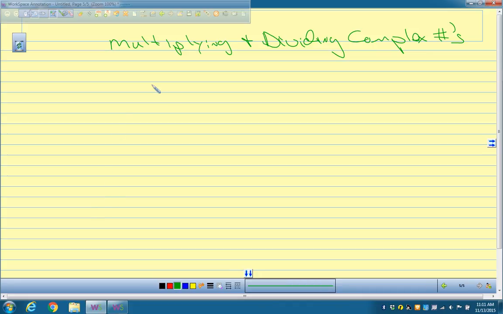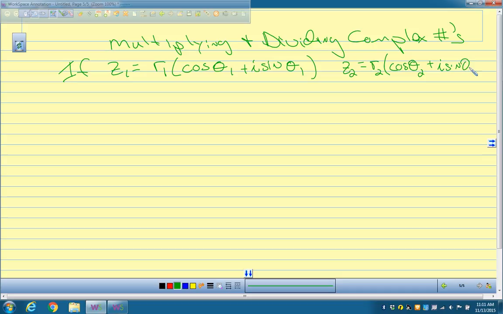So you have two formulas, okay? If Z1 is equal to R1 times the cosine of theta 1 plus I sine of theta 1, okay? And Z2 is equal to R2 times the cosine of theta 2 plus I sine of theta 2. This is a formula that you're going to have to know, okay?